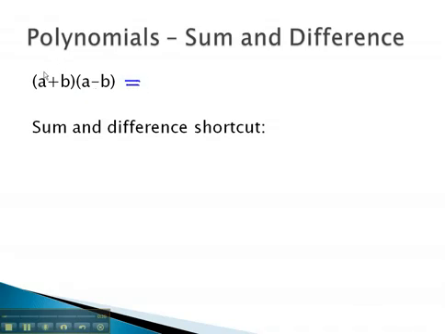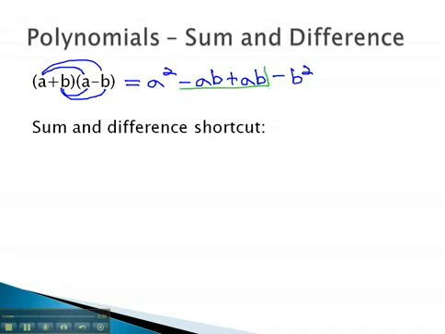When we multiply these using FOIL, we find a times a is a squared, a times negative b is minus ab, b times a is plus ab, and b times negative b is negative b squared. What's interesting about this is the like terms in the middle will subtract out to 0, leaving just the a squared minus b squared.